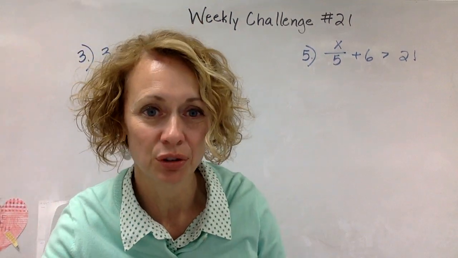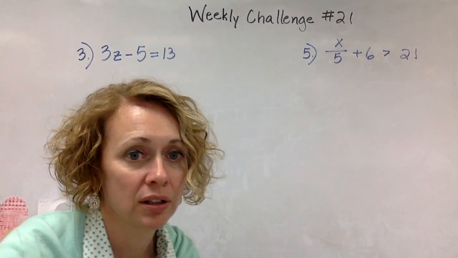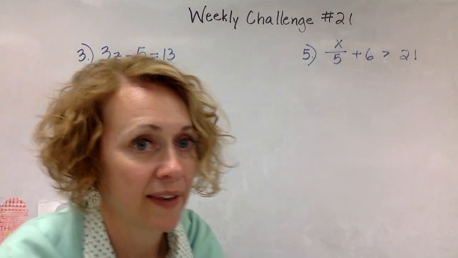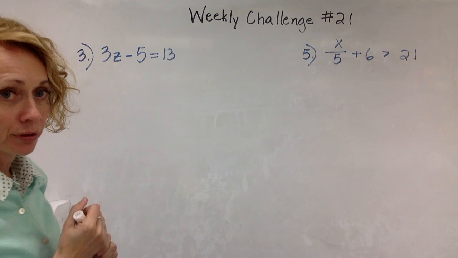So I thought what I would do, rather than reading through all the questions, is review with you and help you remember how to solve an equation and how to solve an inequality. So first of all, we'll look at number 3 on your assignment, and that equation is 3z minus 5 equals 13.